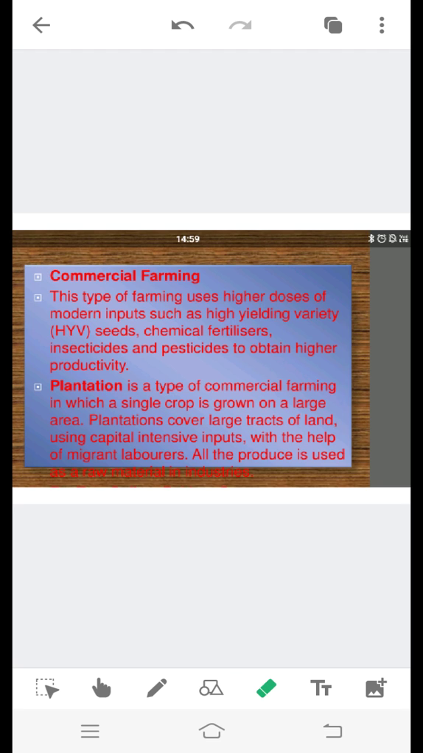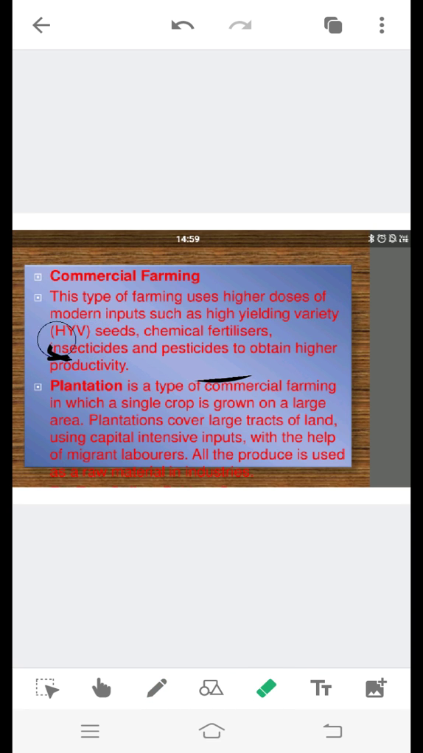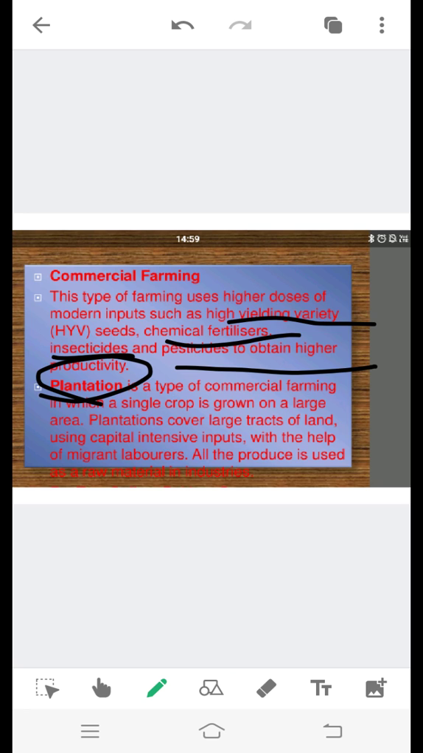This type of farming uses higher doses of modern inputs such as HYV seeds, chemical fertilizers, insecticides, and pesticides to obtain higher productivity. Commercial farming includes plantation.